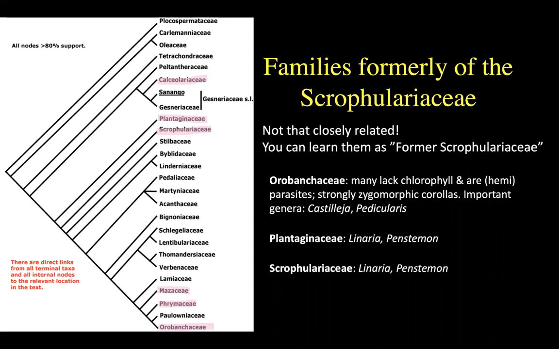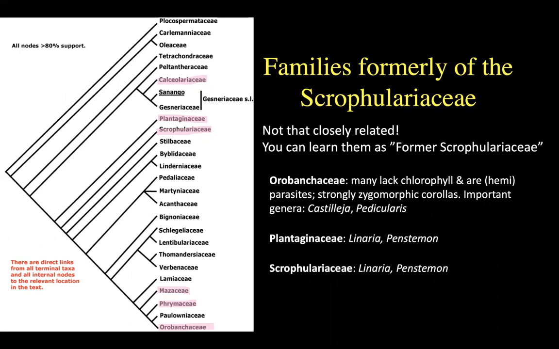The genera are good to learn, but the families, kind of, ugh. Okay, the three families that are the most important in Colorado, if you want to learn them, are the Orobanchaceae, the Plantaginaceae, and the Scrophulariaceae, as it is, sensu stricto. Orobanchaceae is kind of a thing. I mean, it is a thing that's supported by molecular evidence.